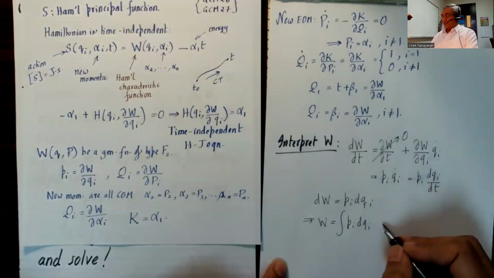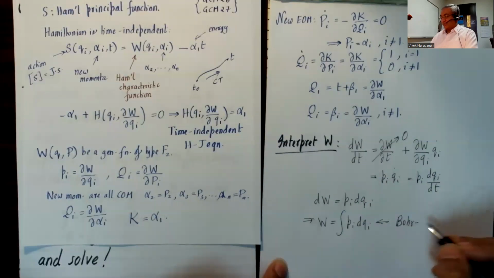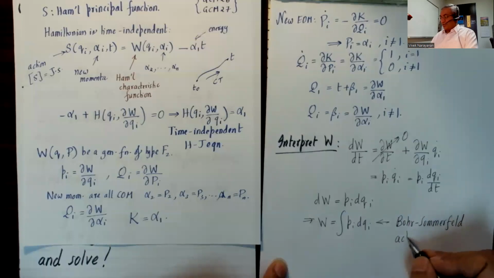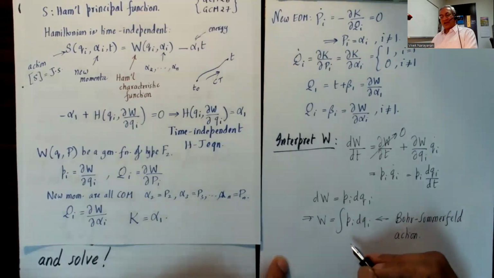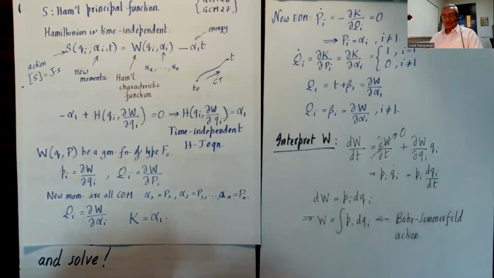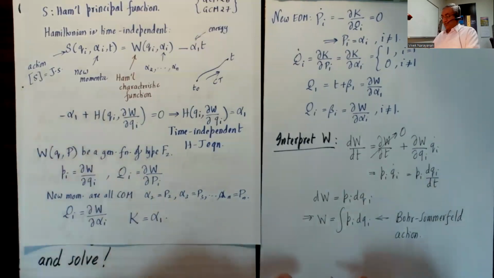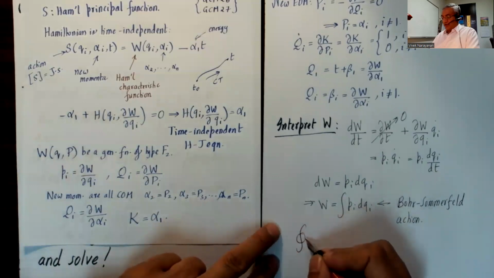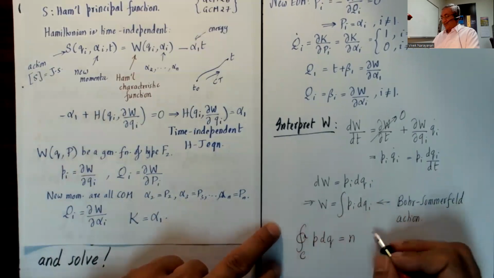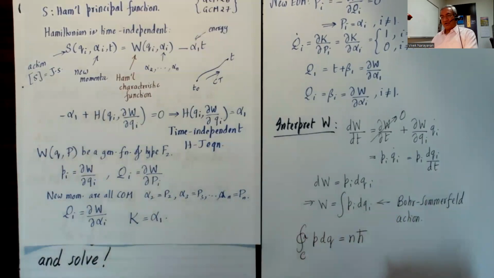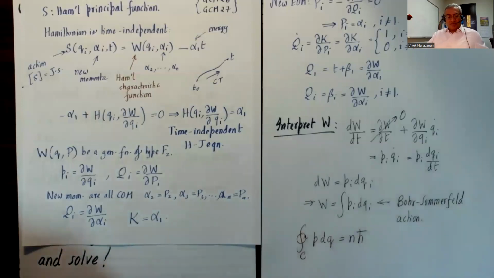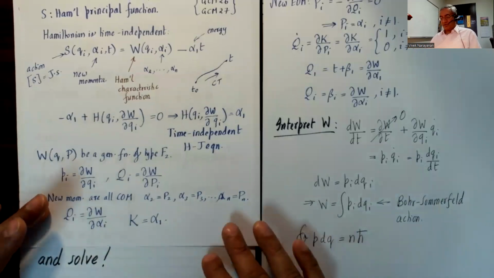This is the old Bohr-Sommerfeld action. In the old quantum mechanical theory, it's the Bohr-Sommerfeld action, which when integrated over a closed cycle was said to be quantized. So you would see in old quantum textbooks things like this: if you go around a closed cycle C of p dq, it's going to be n times h bar, where h bar is h over 2 pi, and that's how the angular momentum was quantized. So it should bring back some quantum memories in those who have taken quantum mechanics.